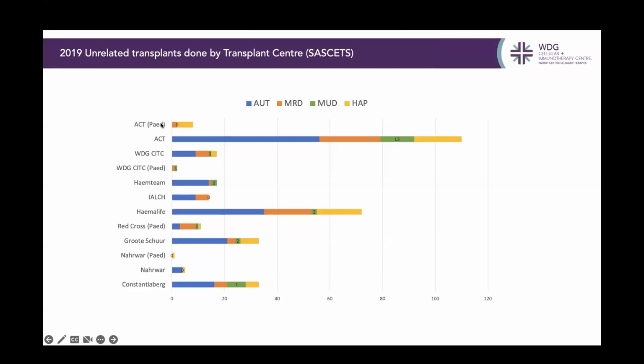But if you look at ACT, that's the biggest unit in the country that's very accredited. They do about 110 per year. And you can see a big proportion is autologous, then match-related, match-unrelated, and haplo. But overall, if we look at all the different units, we're not reaching that target by far.